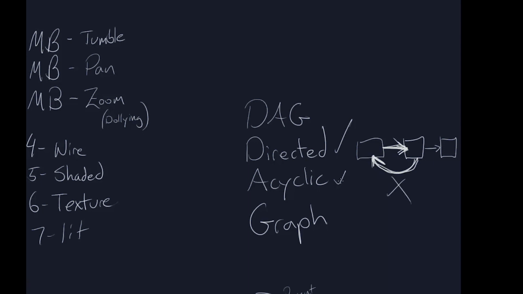Maya won't let you do that. So this is considered to be acyclic. And it is, of course, a graph because it's graphing out those nodes.